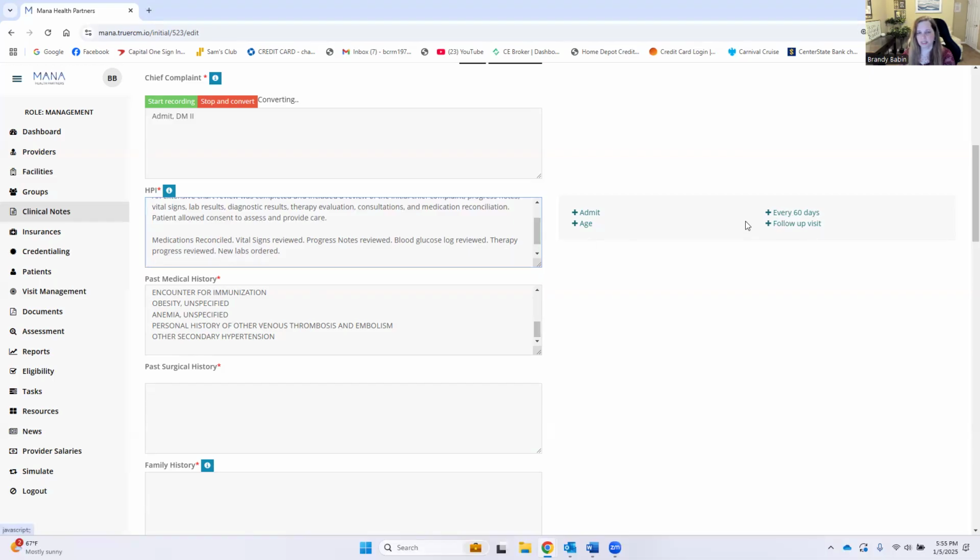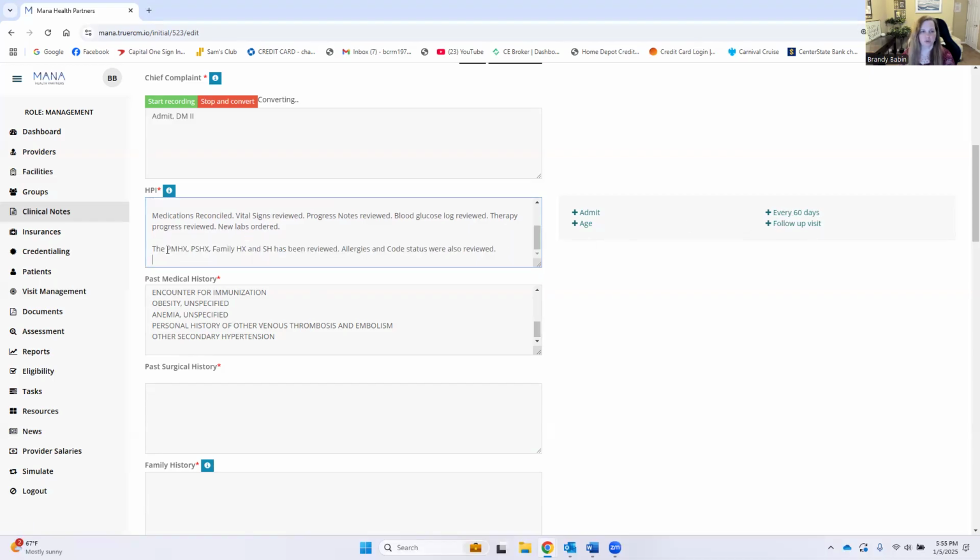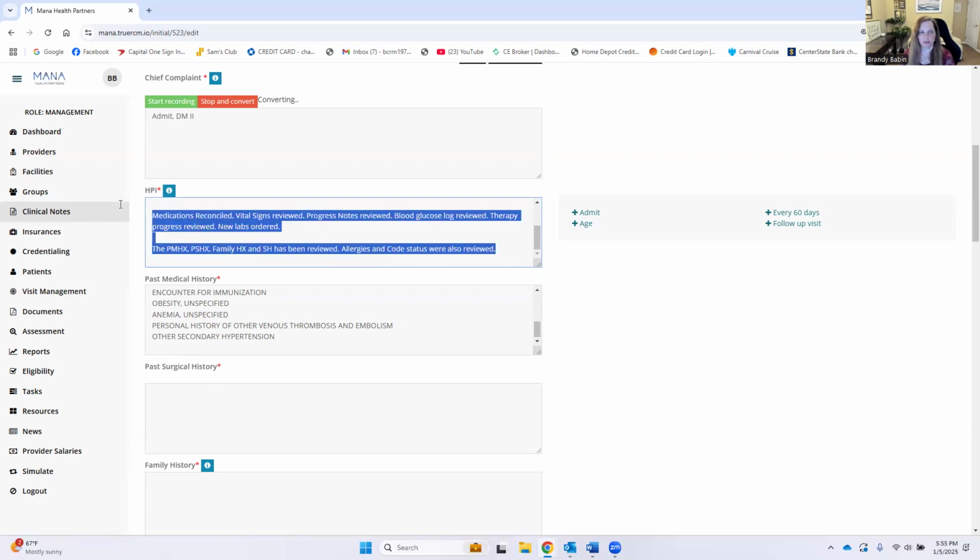And then every 60 days, you're going to want to make sure that your past medical, surgical, family history, and social history are reviewed. Allergies and code status will also need to be reviewed.